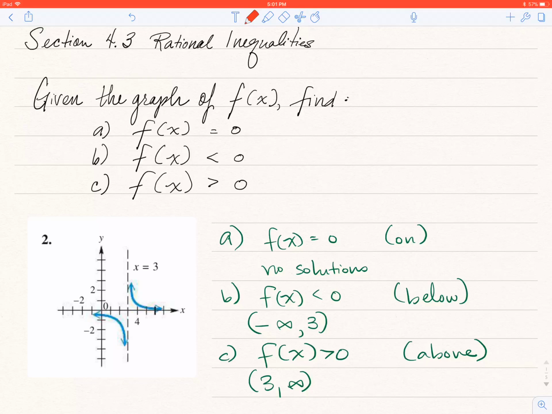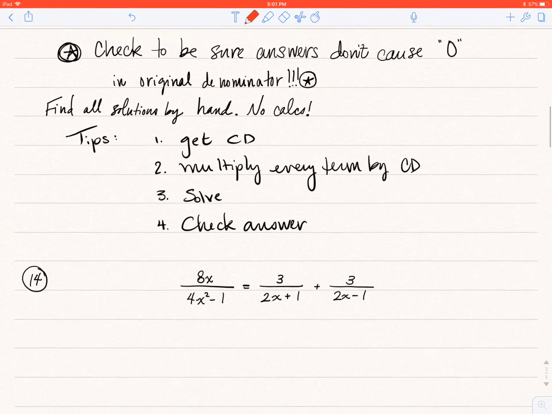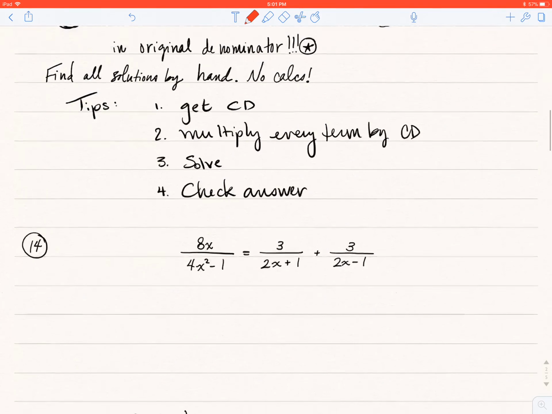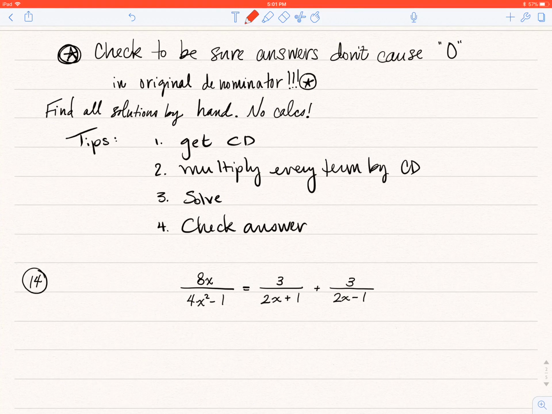Hey folks, this is section 4.3, and I'd like for you to go down a little ways and take a look at the example for number 14 and number 18. A couple of things that we're going to be going over in class.